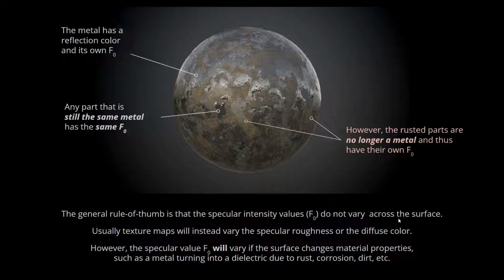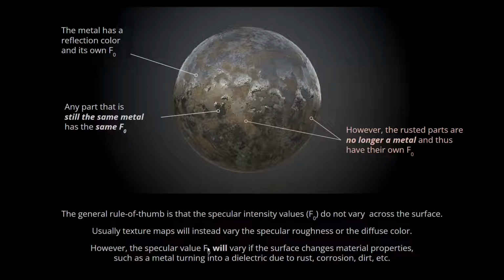And applying our physically based rendering concepts to that specular color or how much light is being reflected, that general rule of thumb is that the specular intensity, or how much light is reflected off of a surface, does not change across the surface. So instead, when we use texture maps, most of the time we're just varying how rough our reflections are, not how much light's bouncing off.